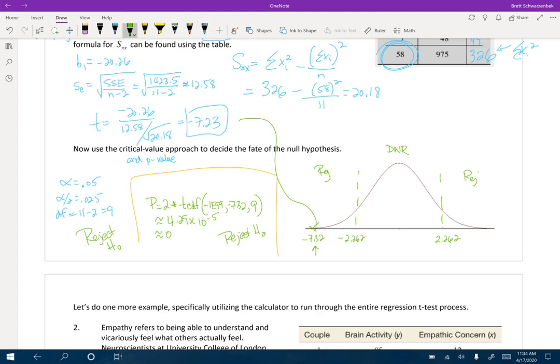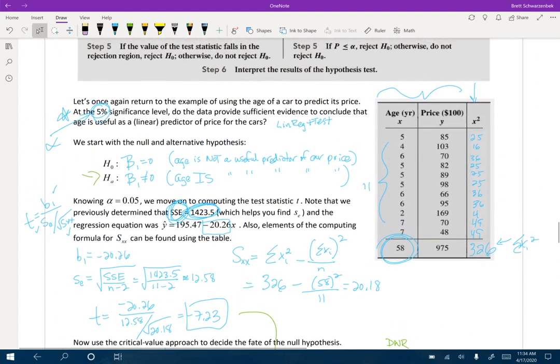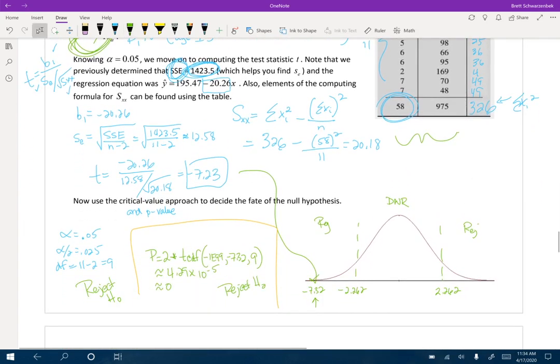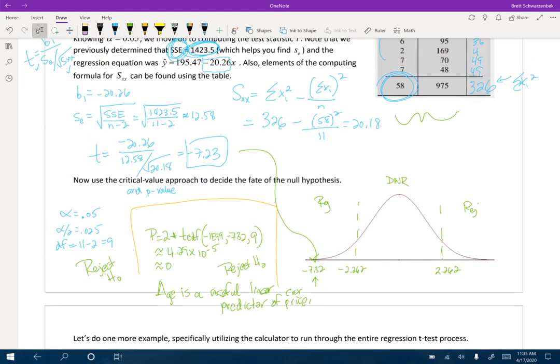So what does that mean? We have rejected H naught, and H naught states that age is not a useful predictor. So we immediately go to our H alternative, which means that age is a useful predictor for price. So that would be our conclusion. So we would say age is a useful linear predictor of price. Okay, so that would essentially be your ultimate conclusion when running the test itself.